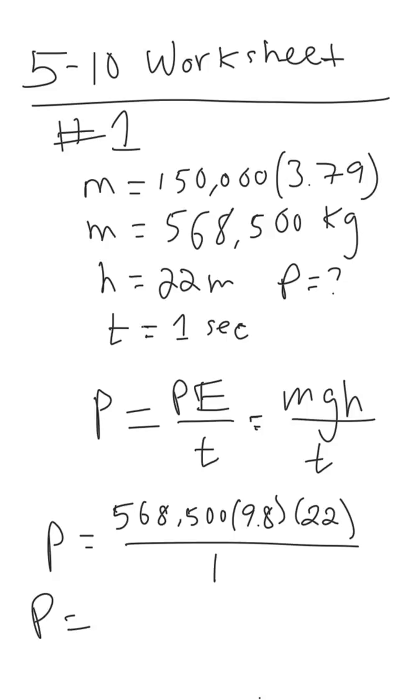Now, if you notice, at the bottom of the worksheet, there's an answer key. Now, the answer key says an answer of 122 MW. Now, the capital M stands for mega, and I'll go over what that means. So the actual answer comes out to be 1, 2, 2, 5, 6, 8, 0, 0, 0 watts.